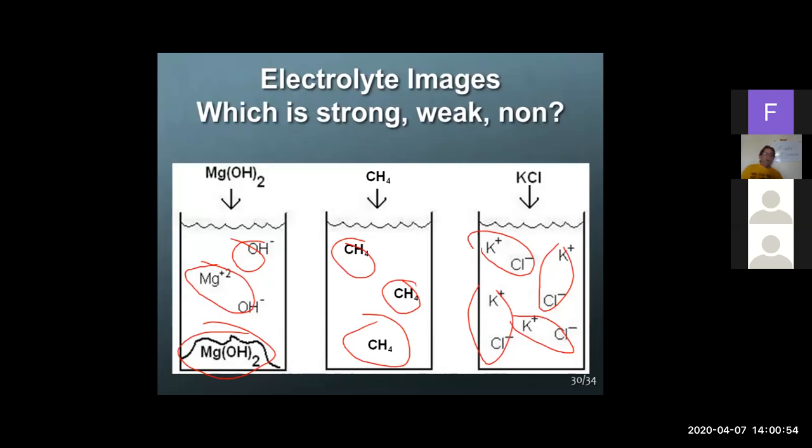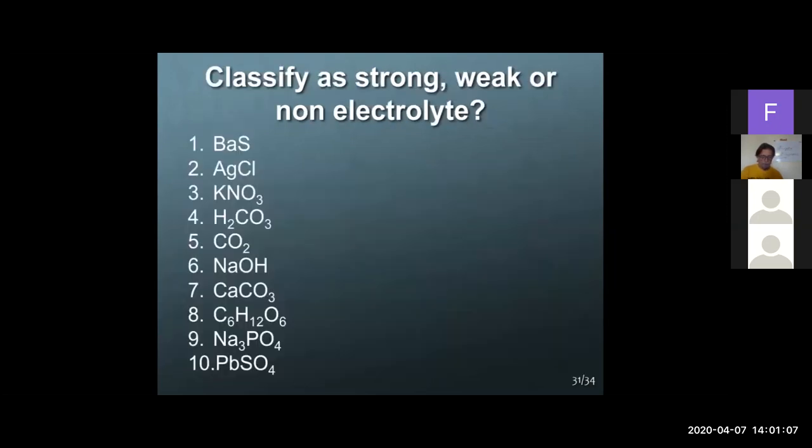We got a weak electrolyte, magnesium hydroxide. We have a non-electrolyte, which is NH4 in the middle, and then potassium chloride, very strong electrolyte. Now here we had a list of compounds, and what they want you to do is to designate it as strong, weak, or non-electrolyte.